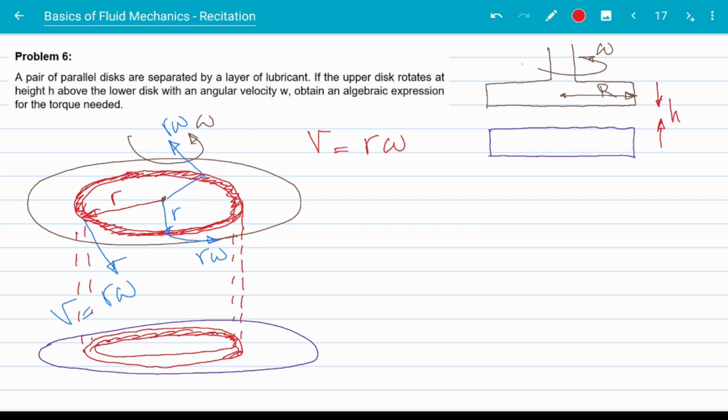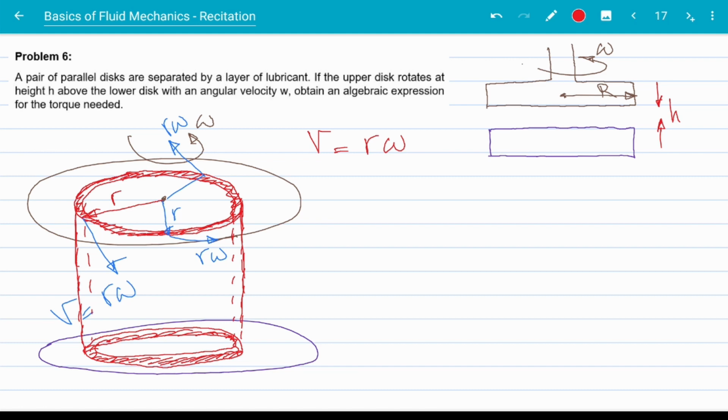So I extended my 2D ring element into a 3D shell element, okay? So I will have this shell. Now, inside the shell, if the gap between these two disks, h, is relatively small compared to the other dimensions of this problem, namely the radius of the disks, I can assume that the velocity profile inside this shell is linear.